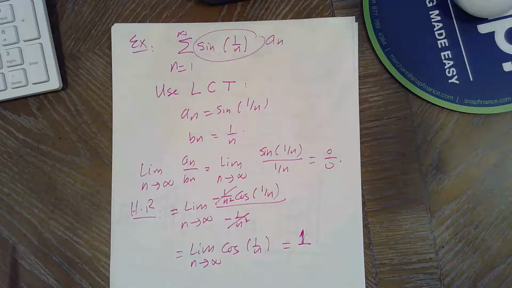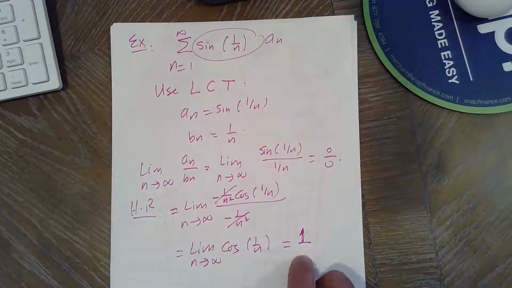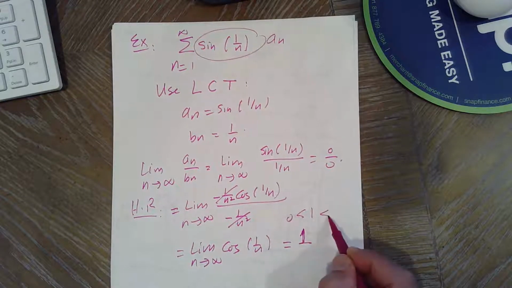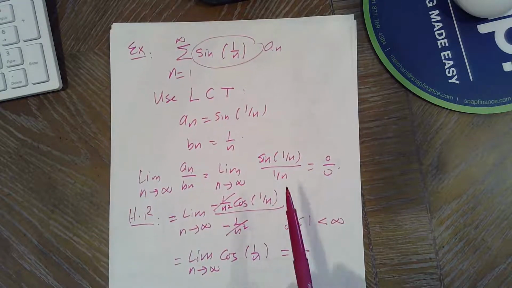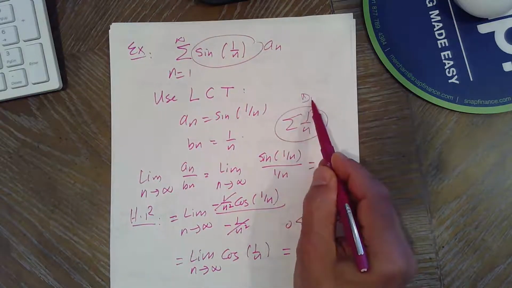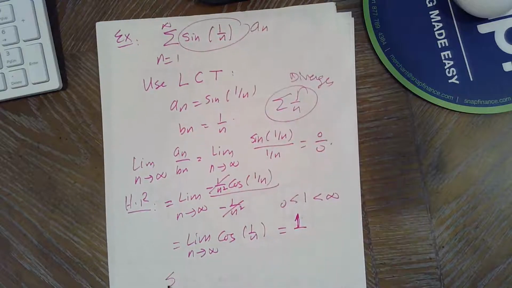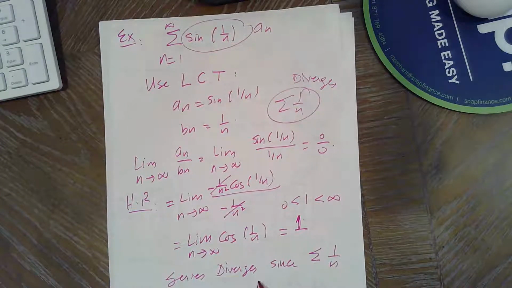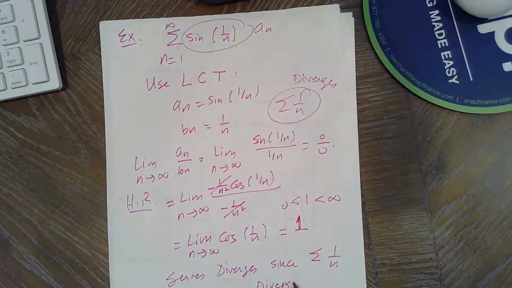And in the limit comparison test, if you get a number between 0 and infinity, then they both converge or they both diverge. So 1 is between 0 and infinity, and since sigma 1 over n diverges, our series diverges.